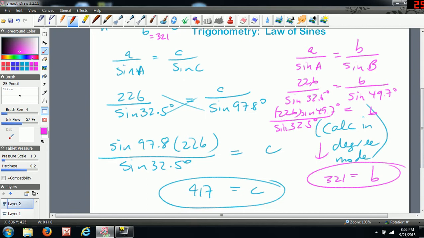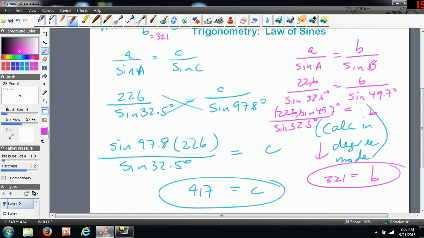Okay, and this you would plug into the calculator. You plug this in as 226 times. You would solve sine of 49.7 degrees and then multiply that decimal by 226. Probably better to do in that order. So do the trig part first, trigonometry. So do sine of 49.7 in the calculator first, and your calculator should be in degree mode.